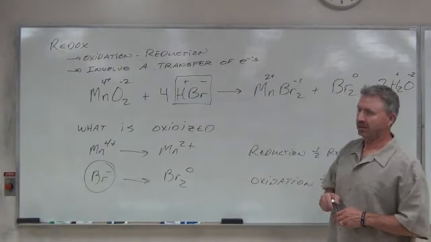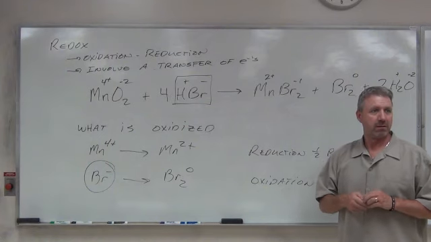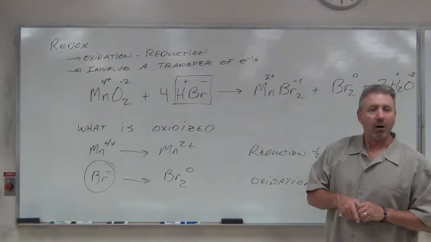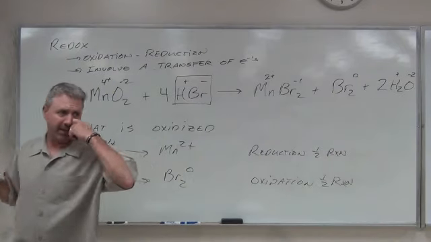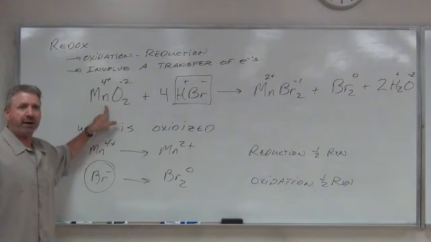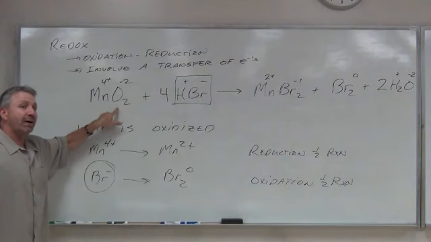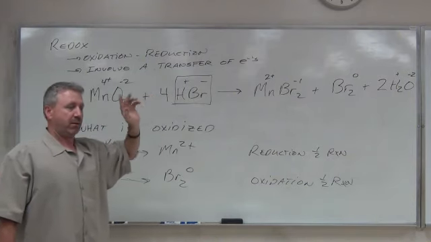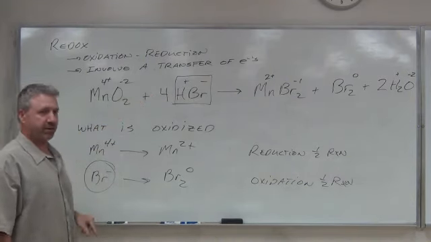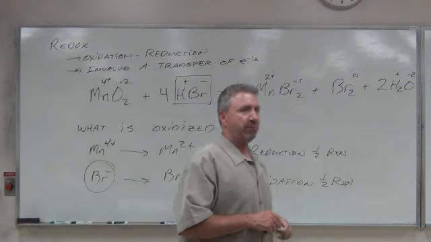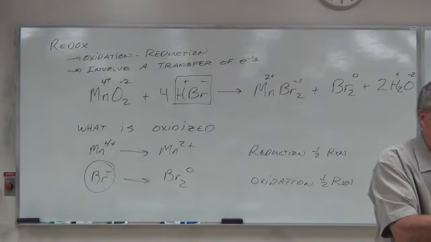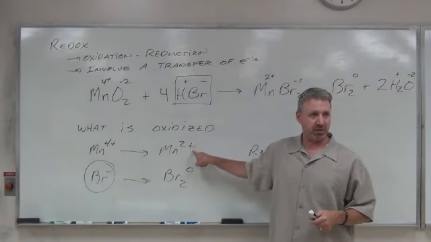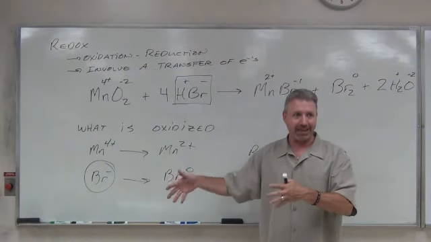What's reduced? Manganese 4 ion, right? Or manganese 4 oxide. This might be a choice, MnO2. But MnO2 and Mn plus 4 will not both be a choice. It'll be one or the other. It'll be this or this. But it is actually the manganese that is reduced. It's going from plus 4 to plus 2. It's not manganese oxide, right?